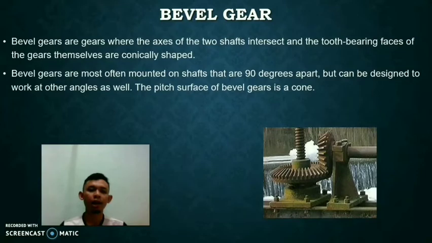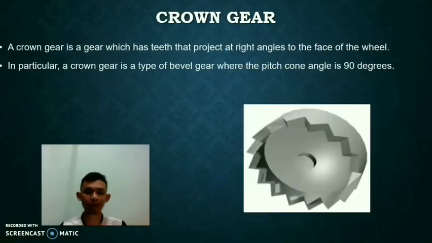Bevel gear. Bevel gears are gears where the axes of the two shafts intersect and the tooth-bearing faces of the gears themselves are conically shaped. Bevel gears are most often mounted on shafts that are 90 degrees apart, but can be designed to work at other angles as well. And the next is crown gear. A crown gear is a gear which has teeth that project at right angles to the face of the wheel. In particular, crown gear is a type of bevel gear where the pitch cone angle is 90 degrees. A pitch cone of any angle is simply called a bevel gear.